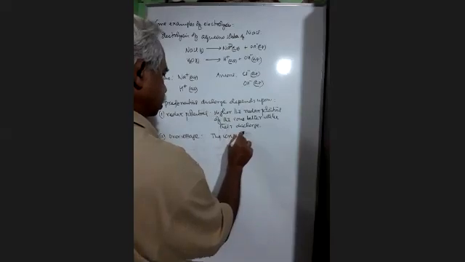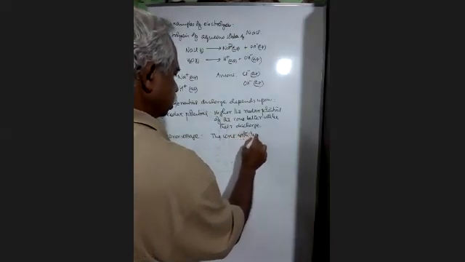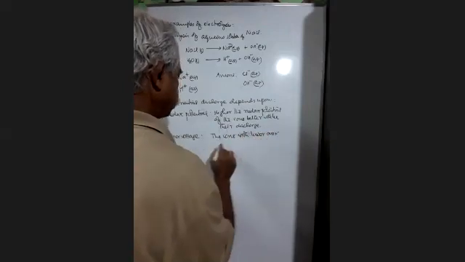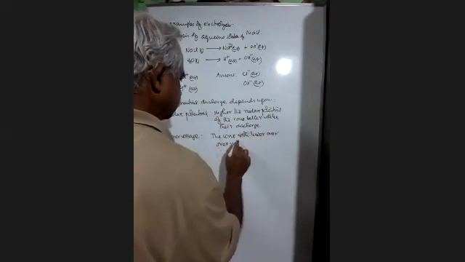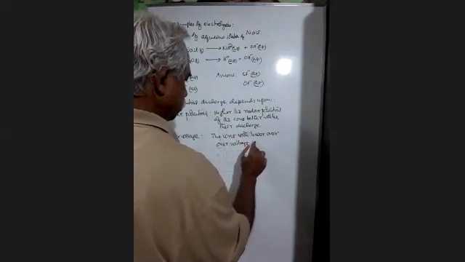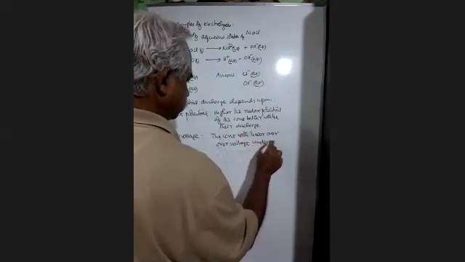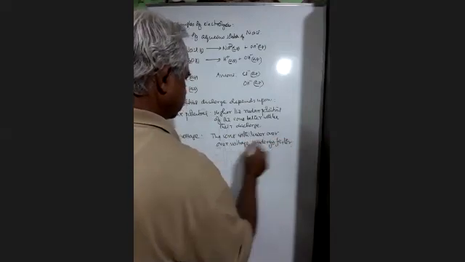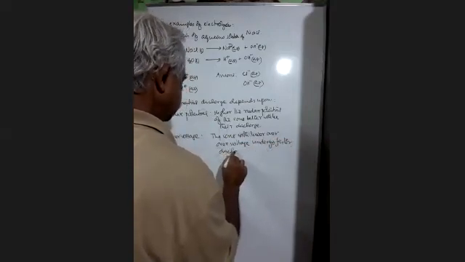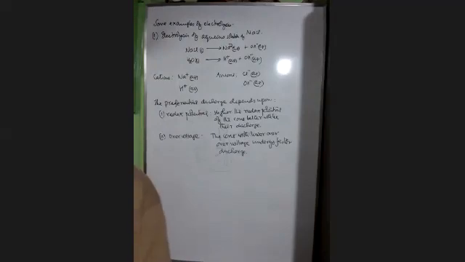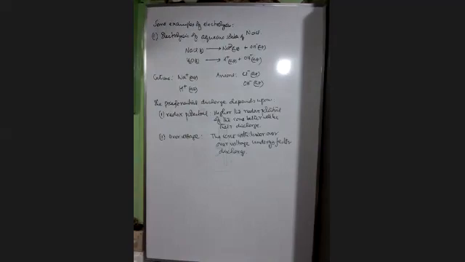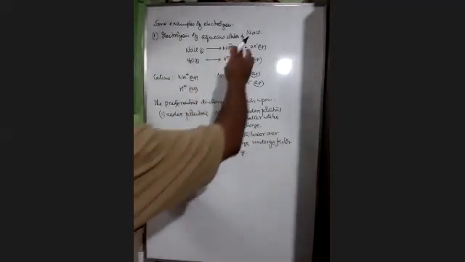The ions with lower over voltage undergo discharge faster. Their theory. Please do correction here.